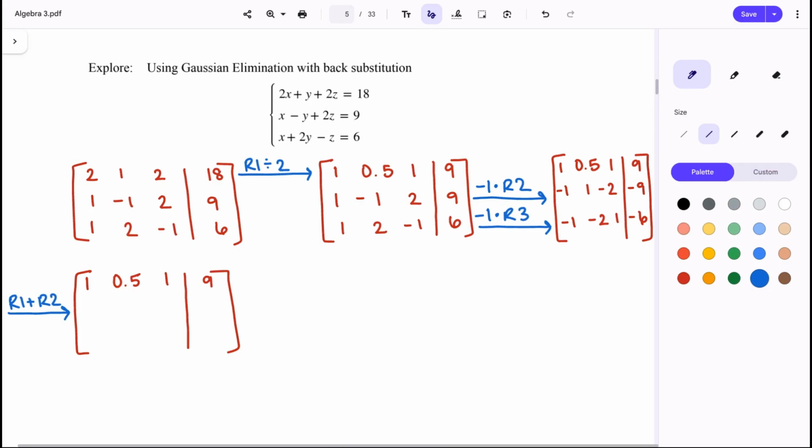Okay, and again, we're back over here when we do that. So we're taking 1 plus -1, 0.5 plus 1, 1 plus -2, and 9 plus -9. That is going to make this no longer a 1, but that's okay. We can go back a little bit later and fix that. So if I add these together, this would be 0, 1.5, -1, and 0. Okay, and my bottom row is staying the way it is. I didn't do anything to this one.